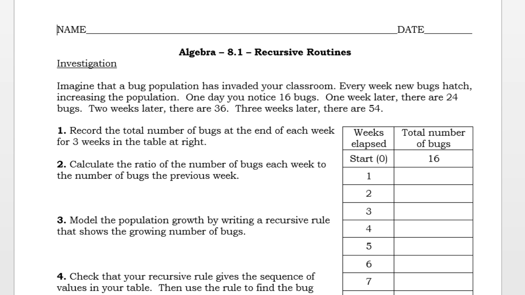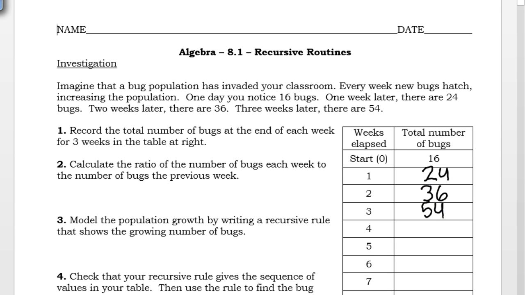1 week later, there are 24. 2 weeks later, there are 36. 3 weeks later, there are 54. Record the whole number of bugs at the end of each week for 3 weeks in the table at right. So we started with 16. Next there were 24, then there were 36, then there were 54.